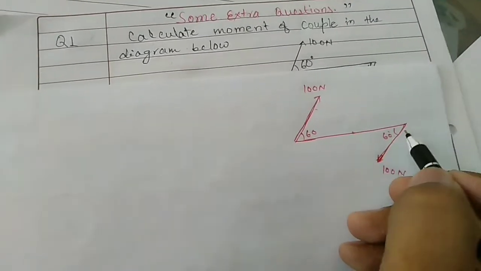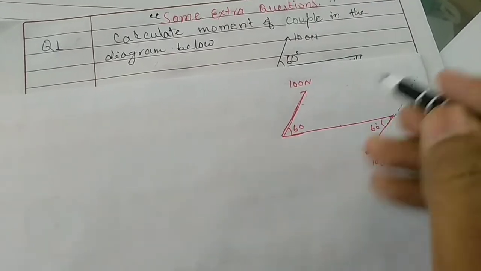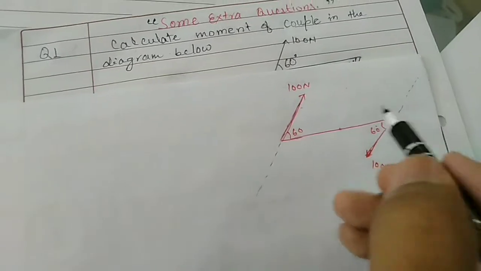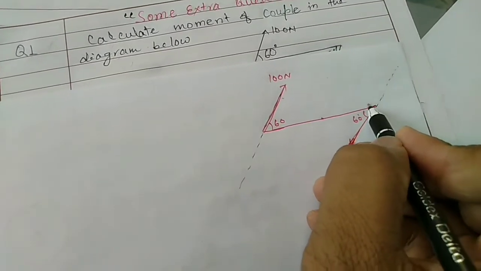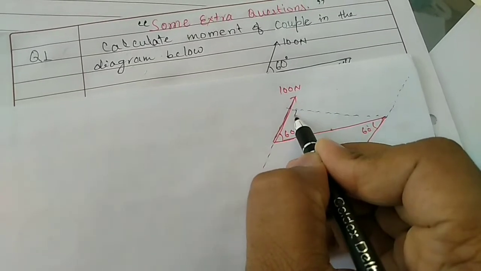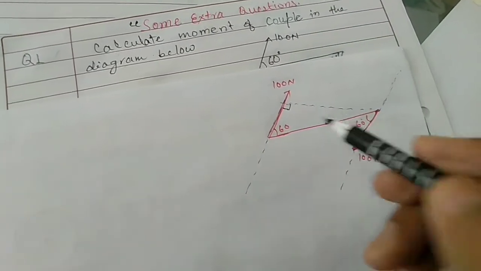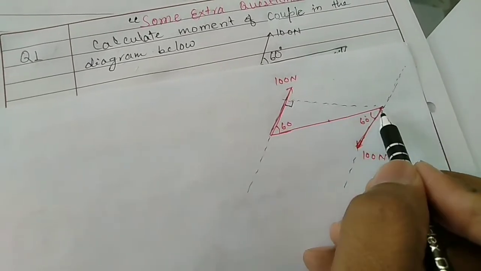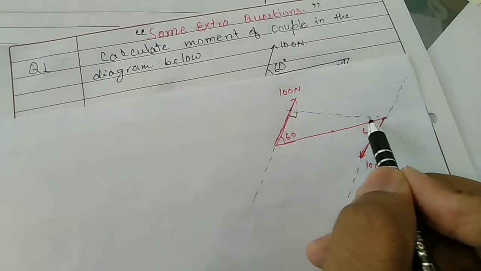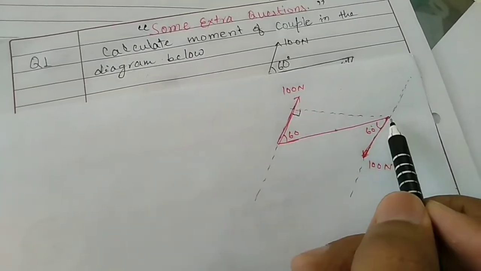So we can draw a perpendicular line. First of all, this is the line of action. We need a perpendicular distance, so I'm drawing one line which is perpendicular. See here. You can see these two lines are the lines of action, and this one line is the perpendicular. If we can calculate this distance, we can solve this question by taking the product of force and arm of couple.